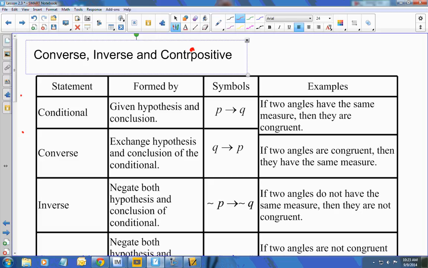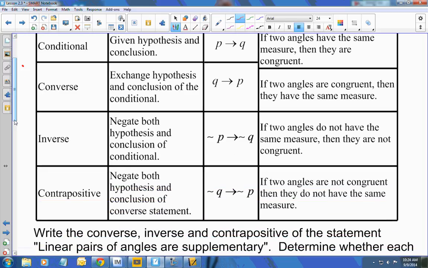That's called the converse. Then we have what's called the inverse. And the inverse takes the original conditional statement and it negates it. If not P, then not Q. I look here and I say, okay, if 2 angles do not have the same measure, then they are not congruent. That's called the inverse. And then the contrapositive takes and negates the converse, or it flip-flops the inverse, however you want to think about it. Okay? So if 2 angles are not congruent, then they do not have the same measure.